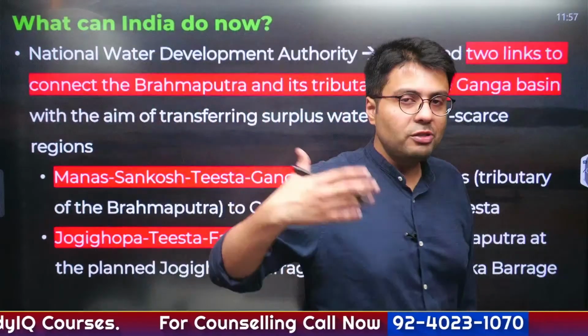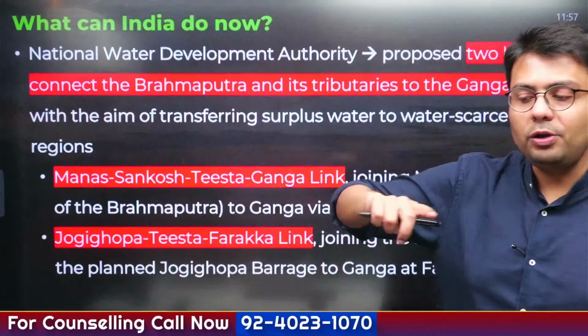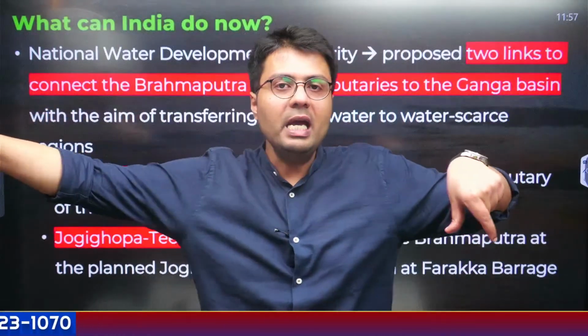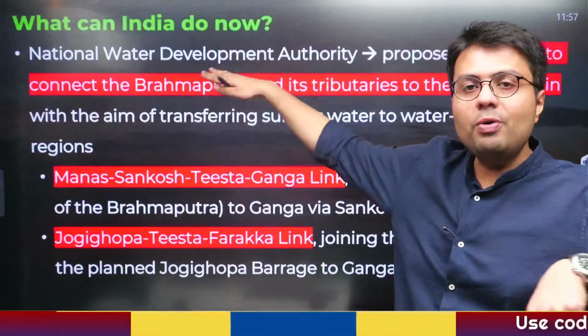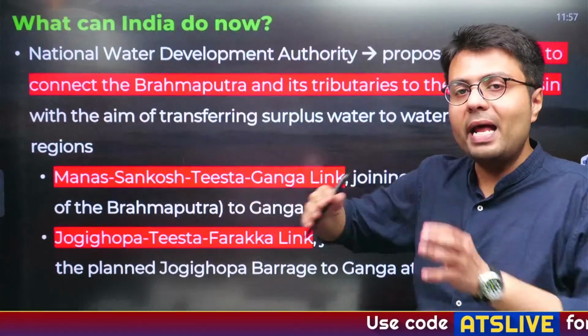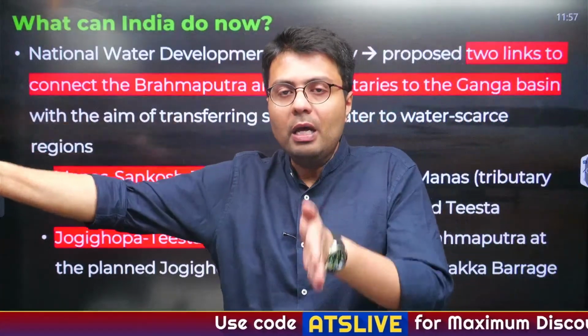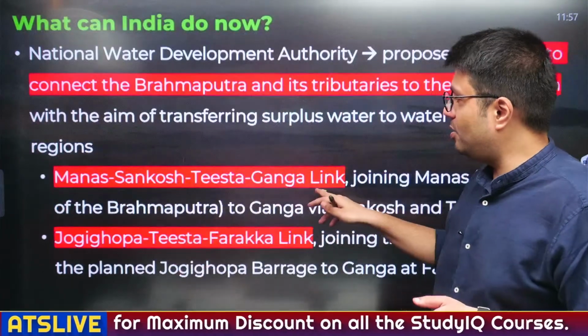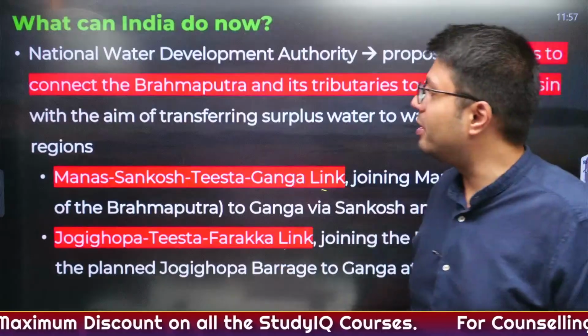Similarly, the National Water Development Authority is also planning to make a link between the Brahmaputra river system and river systems in the Indian mainland. Therefore, when you connect Brahmaputra with the Ganga basin, you can actually transfer the surplus water from Brahmaputra to the water scarce regions in the northern parts of the country. This is through these links that the government has already planned.